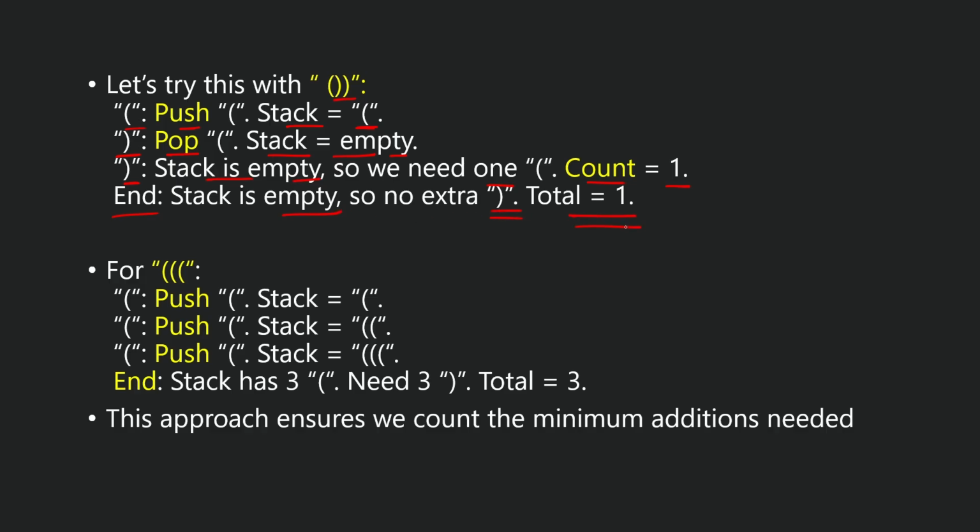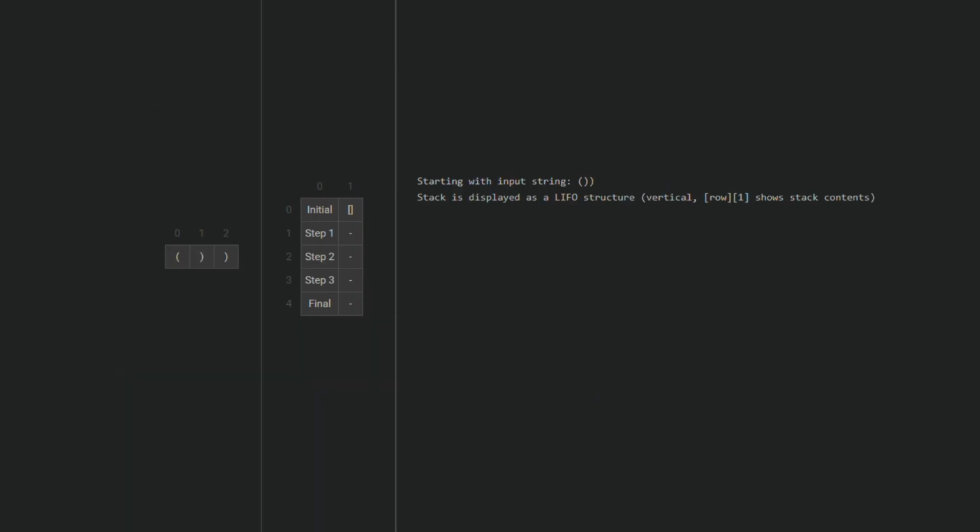Total equals 1. For this string, open bracket, push open bracket. Stack equals open bracket. Open bracket, push open bracket. Stack equals open bracket, open bracket. Open bracket, push open bracket. Stack equals open bracket, open bracket, open bracket. End. Stack has 3 open brackets. Need 3 close brackets. Total equals 3. This approach ensures we count the minimum additions needed.